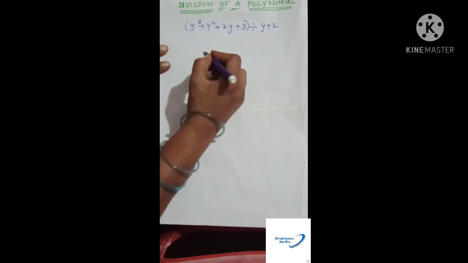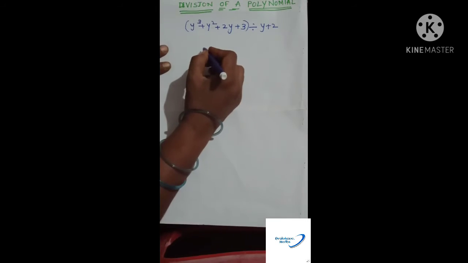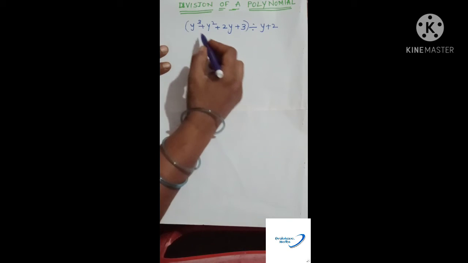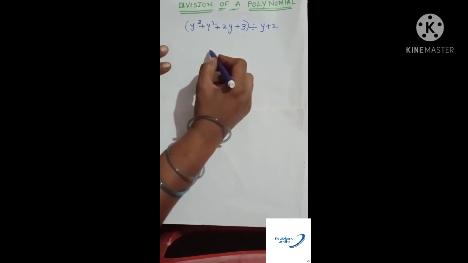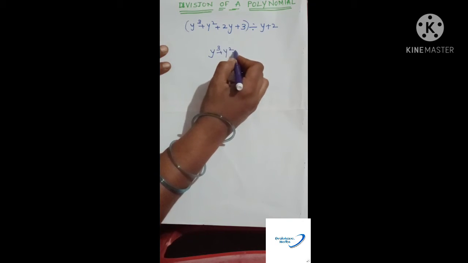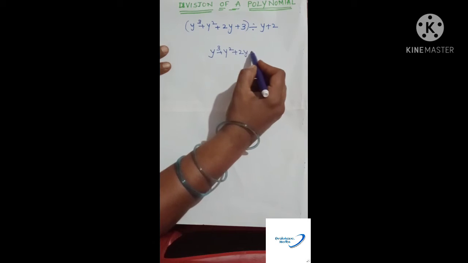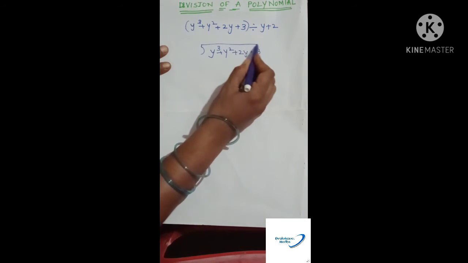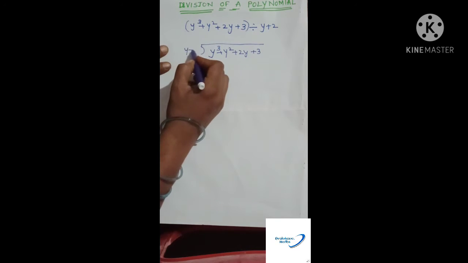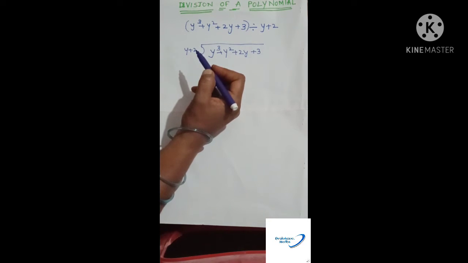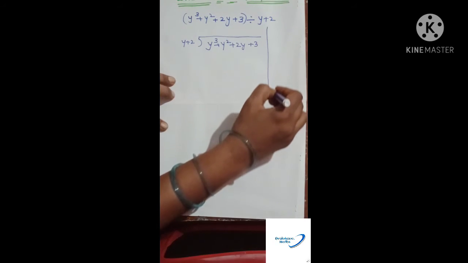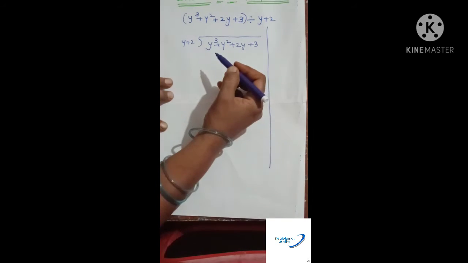Okay, so let us write this one. Which is your divisor here? This one, and this is the dividend, which has to be divided. So how are we going to write it? Y cube plus y square plus 2y plus 3. It has to be divided by y plus 2. I am going to explain in a simple way, without any confusion, how you can solve this type of questions.